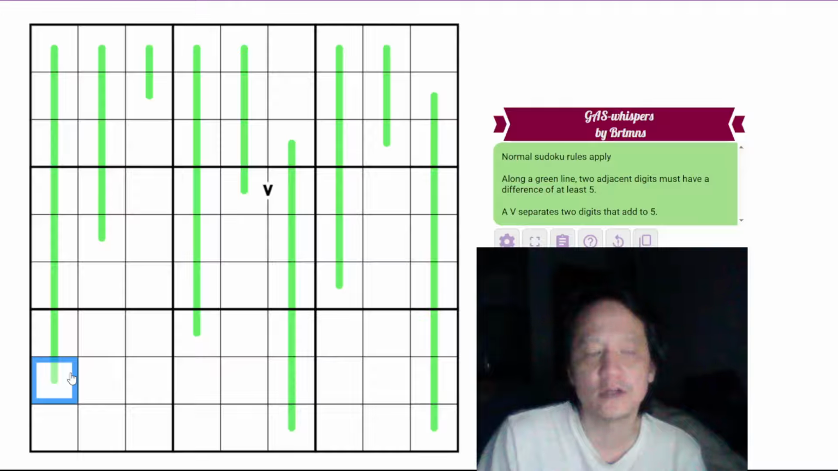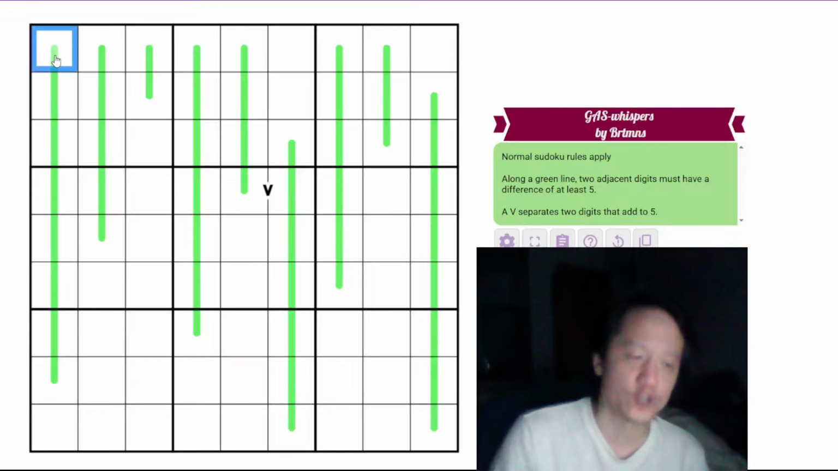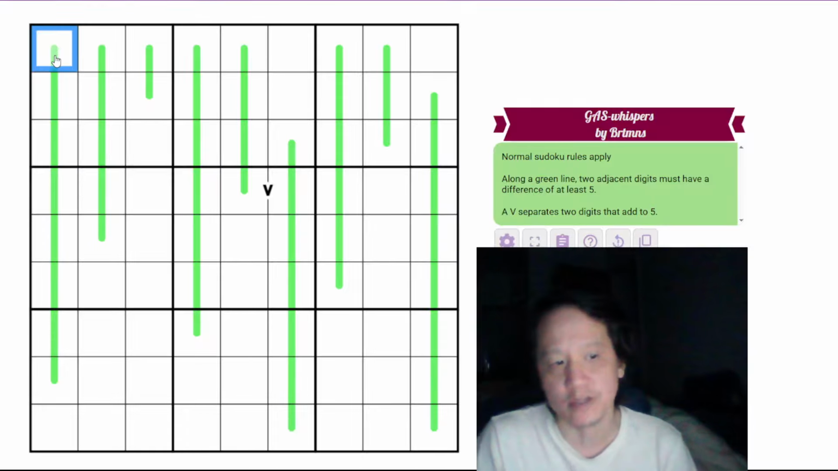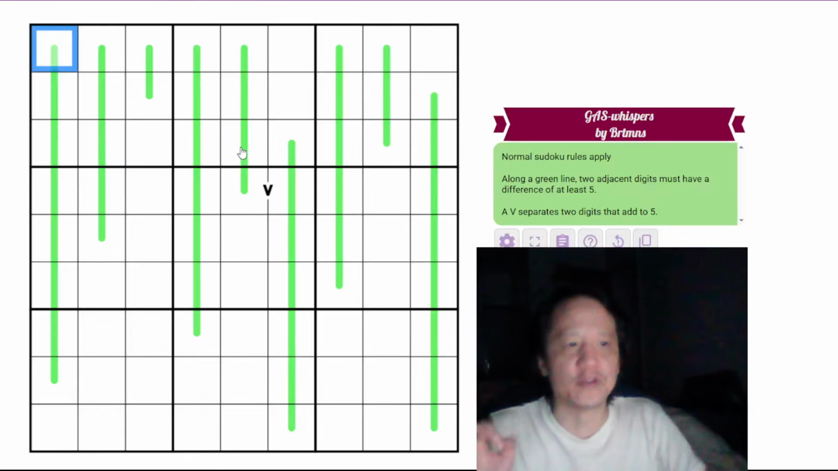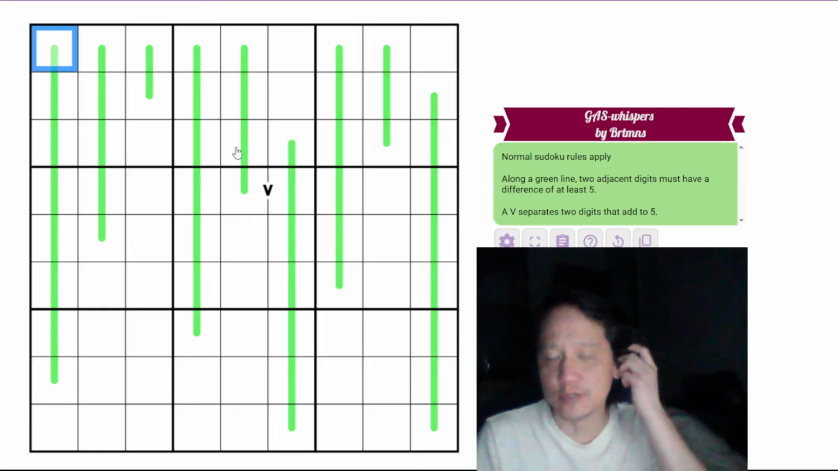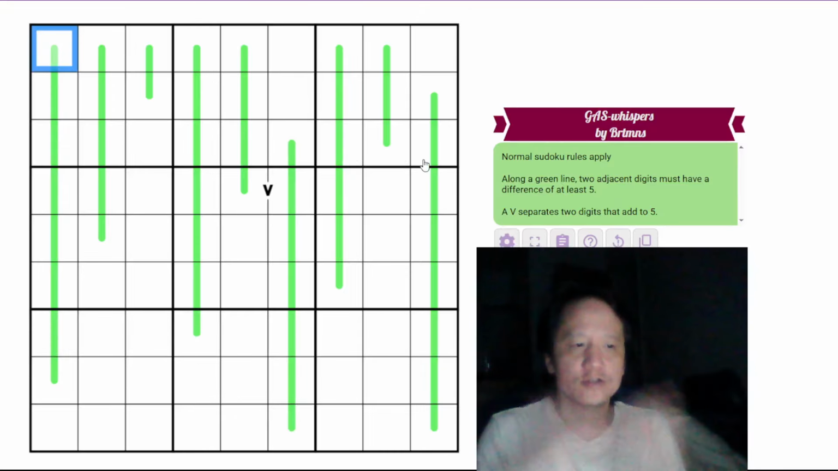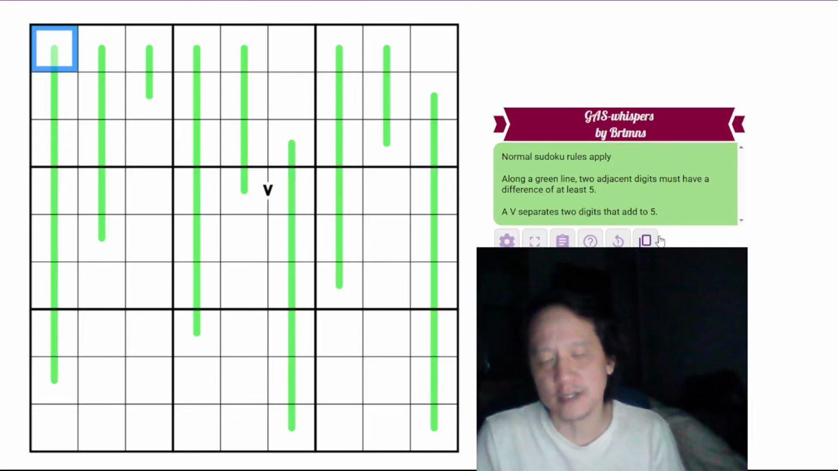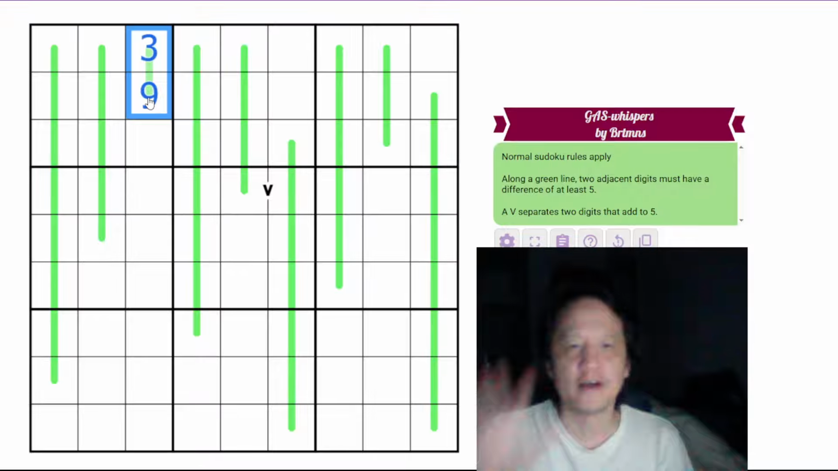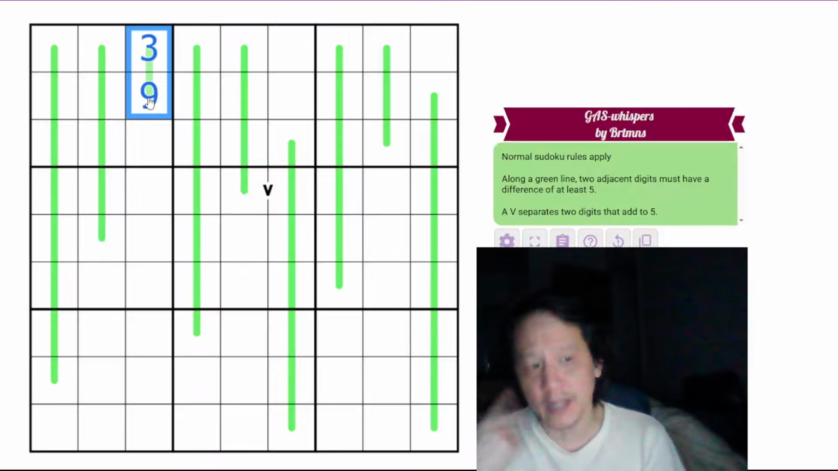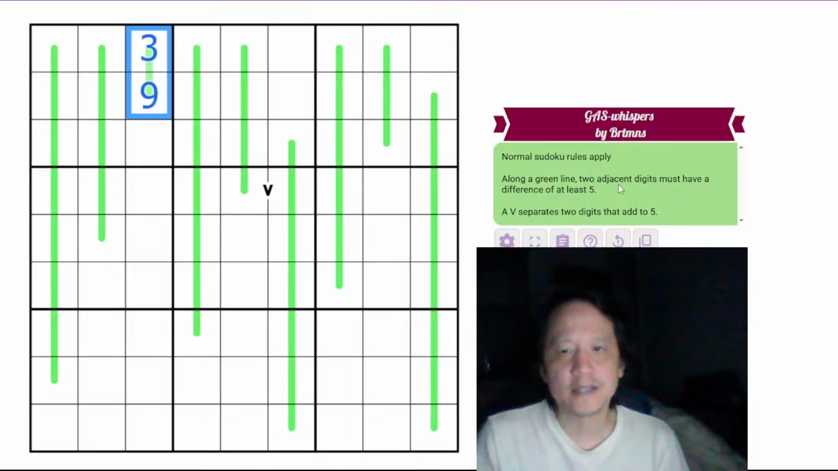These are commonly known as German whisper lines, but I like to call them whisper 5 lines, because it's clear then what the difference has to be between them. And it can extend to multiple different whisper lines. For example, if you had a 3 here, this would have to be an 8 or a 9, because the only digits which can be 5 or more away from 3 are 8 and 9. That's an example of how whisper 5 lines work.